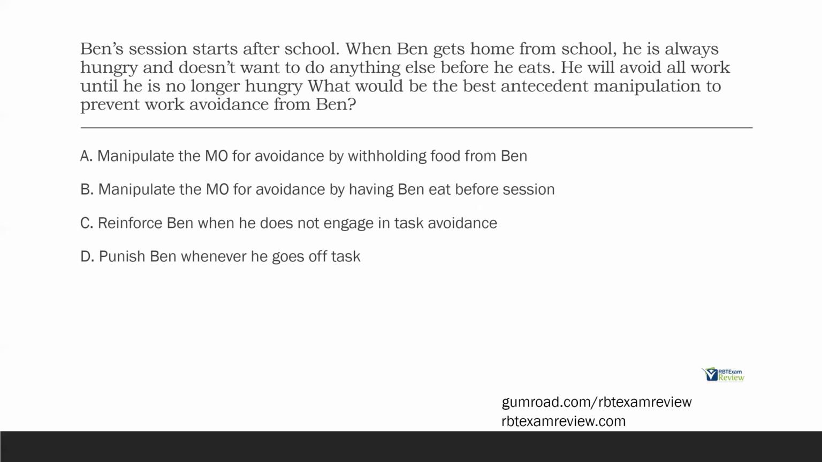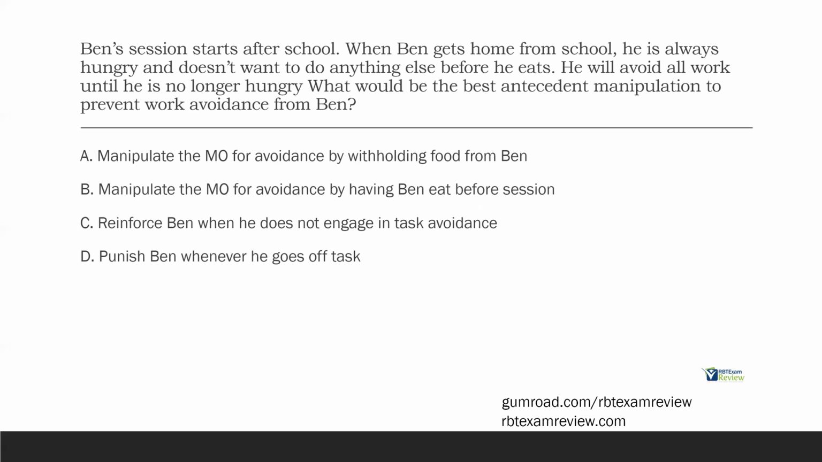So how about B? Manipulate the MO for avoidance by having Ben eat before a session. Absolutely, right? If the motivation for avoidance is eating, if we have Ben eat before session, we can try to abolish that motivation. Okay, pretty straightforward, pretty common sense. And then C and D, right? We have a reinforce Ben and punish Ben.